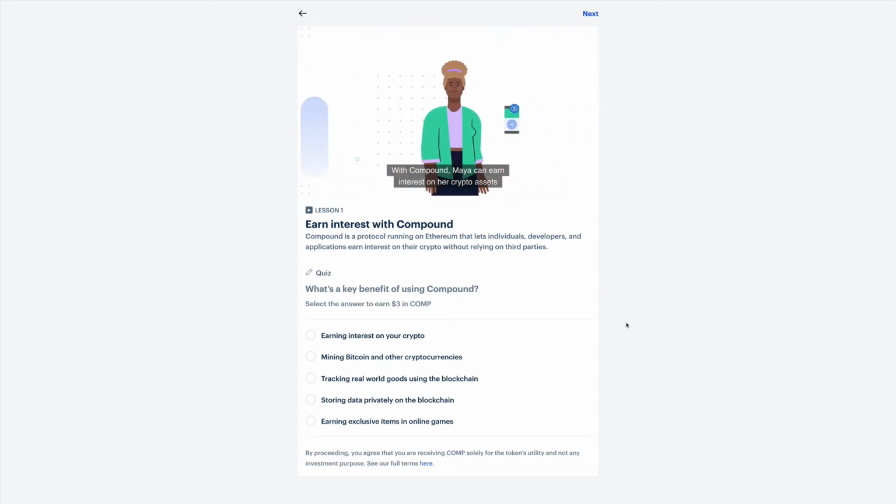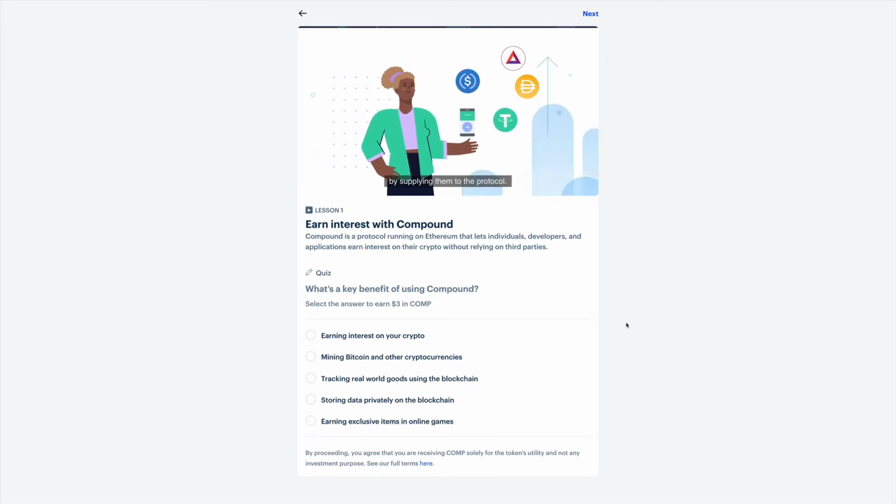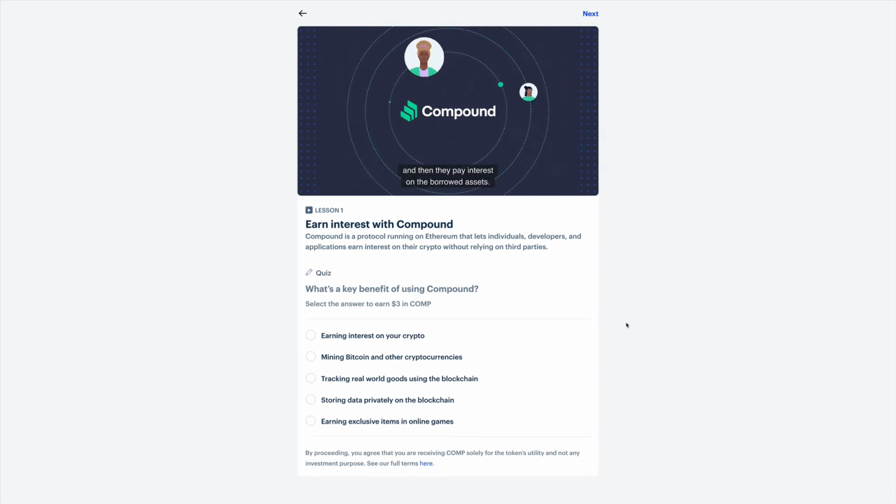With Compound, Maya can earn interest on her crypto assets by supplying them to the protocol. Other users can then borrow her crypto, and then they pay interest on the borrowed assets. All of the suppliers and borrowers who use Compound combine to form a series of blockchain-based interest rate markets.